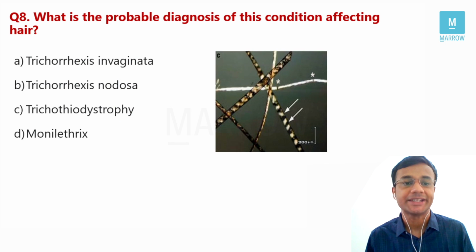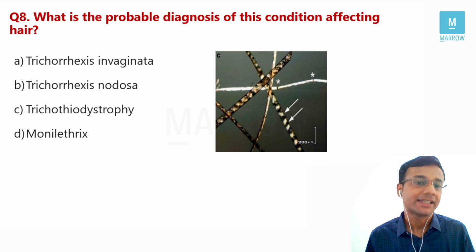Moving on to question number 8. What is the probable diagnosis of this condition affecting the hair? Now 4 options are mentioned over here. This is a new question which has not been asked previously, so let's take this question in detail. Trichorrhexis invaginata, trichorrhexis nodosa, trichothiodystrophy, and monilethrix.